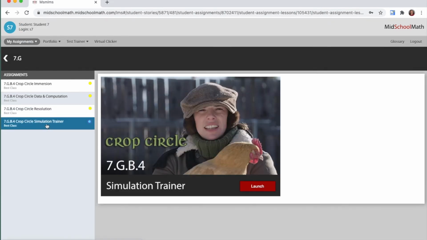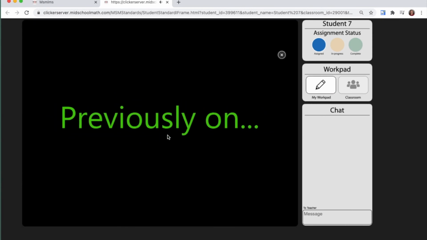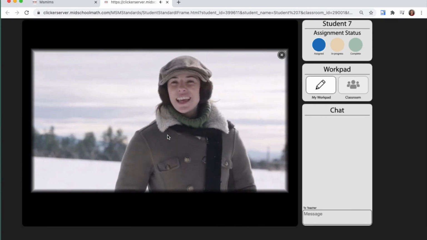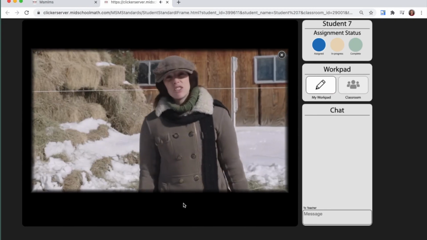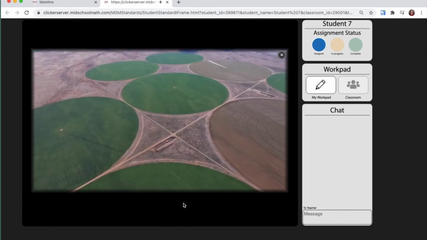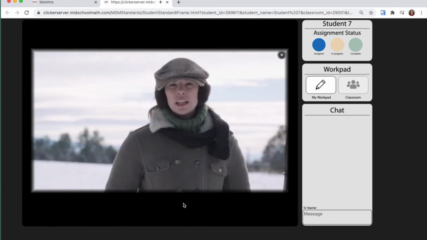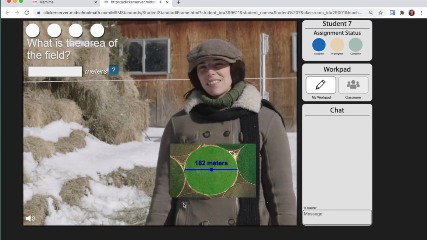The final component of the math simulator is the simulation trainer. The simulation trainer is a continuation of the immersive experience where students are tasked with solving parallel problems in the same context as the previous video. Students each have unique data, so although they are working on the same math, their solutions will differ.